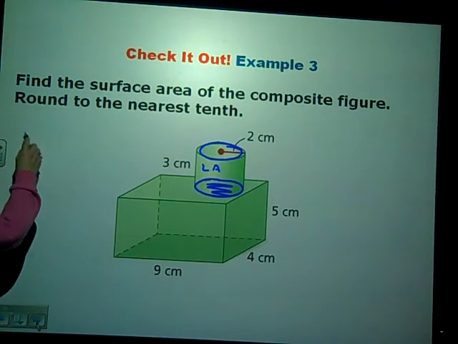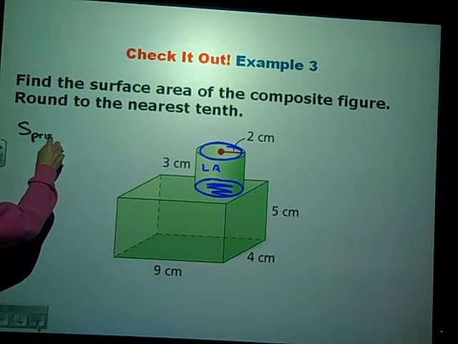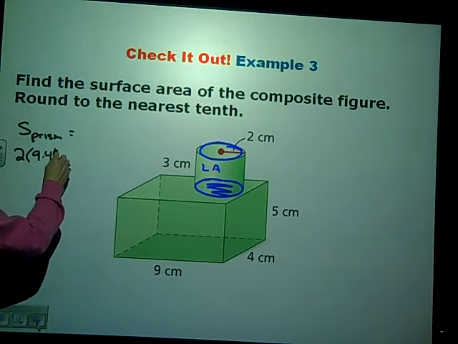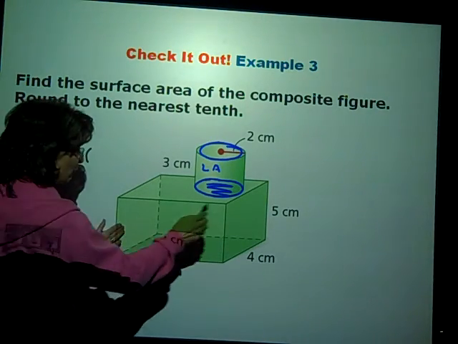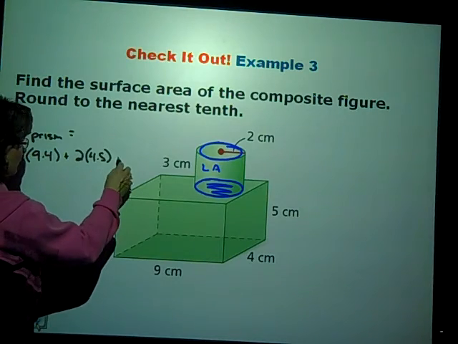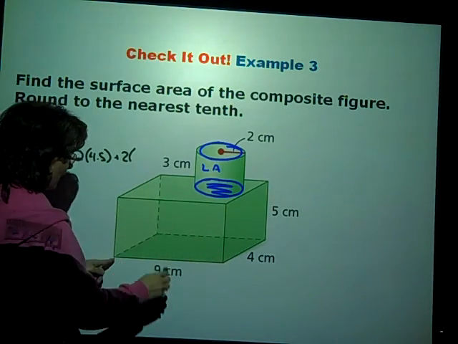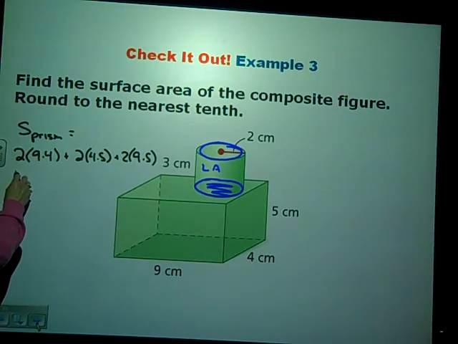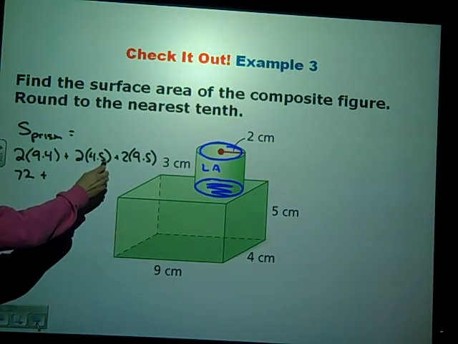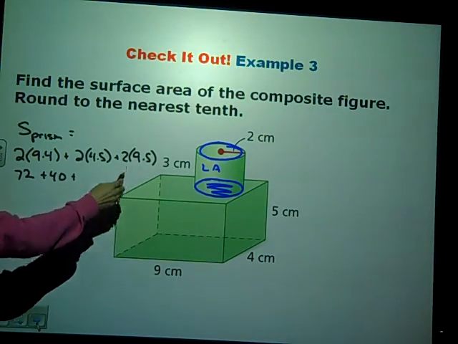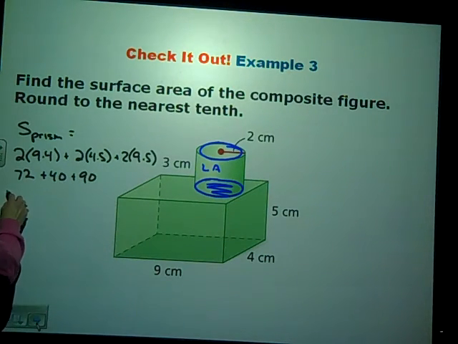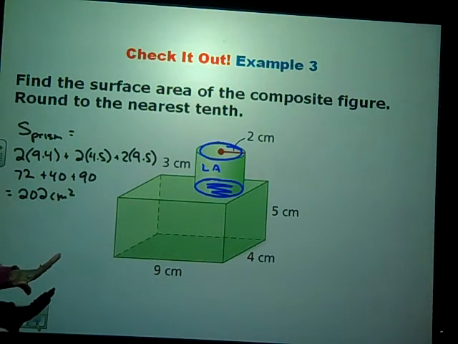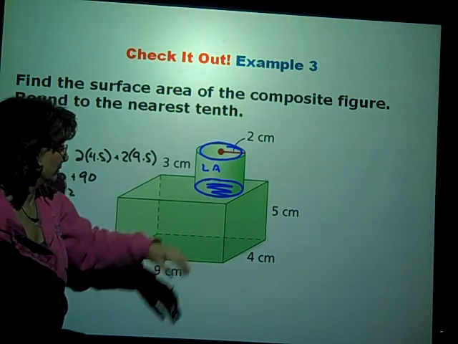So if I want to find this, I'm going to say the surface area of the prism is, I'll do 2 times 9 times 4 plus 2 times, and now I'll get these sides, 4 times 5, plus 2 times, now I need the front and the back, 9 times 5. So that's going to be my prism. 9 times 4 is 36, times 2 is 72, 4 times 5 is 20, times 2 is 40, and 9 times 5 is 45, times 2 is 90. So 202 square centimeters. That's my prism, and it includes this top.